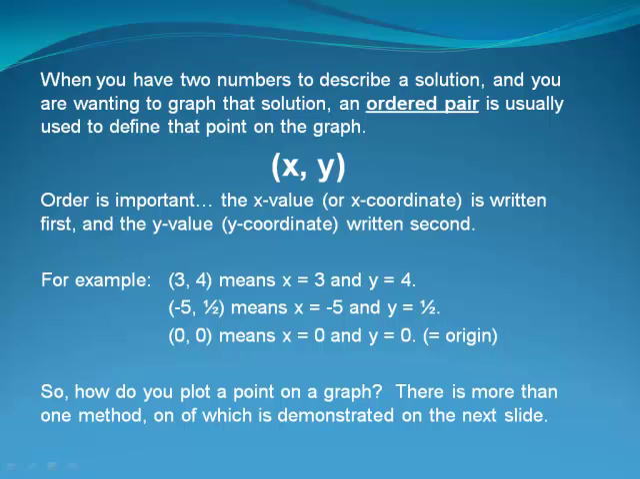For example, if you have the ordered pair (3, 4), what that means in terms of solution is that x is equal to 3 and y is equal to 4 for that particular relationship. (-5, 1/2) means x is negative 5 and y is equal to 1/2. (0, 0) means x equals 0 and y equals 0. And remember, the two number lines on the rectangular coordinate system meet at 0 for both the x-axis and the y-axis. And so that's referred to as the origin.